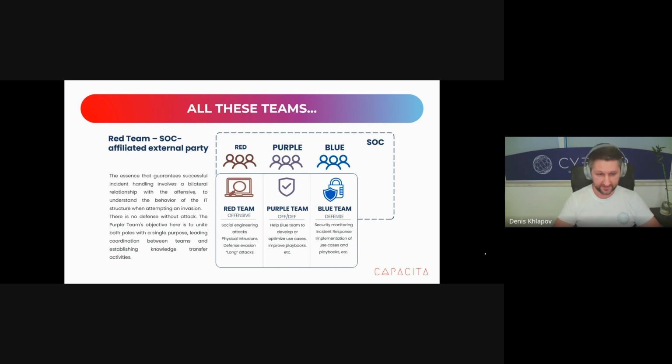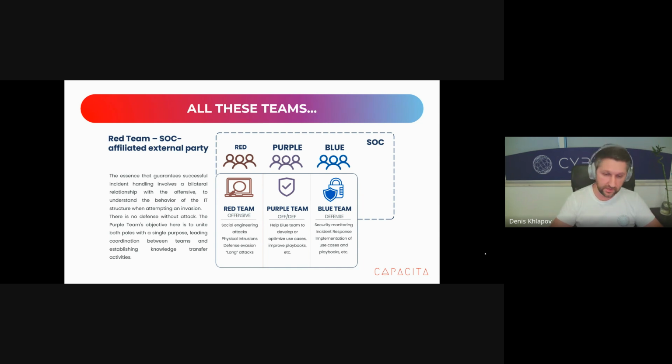We can do long-term attacks. We know how to do evasion of defense measures. We know how to do physical intrusions, for example, to break some lock and enter some facility and there connect to the internal network and start to do some malicious activities. Or social engineering attacks, all these kinds of things. And do we need it in a usual SOC? I would say no. Even if you want to try this, you can always buy this service.